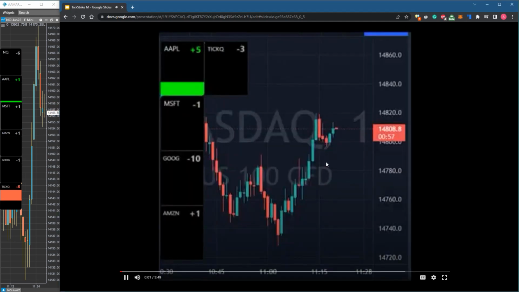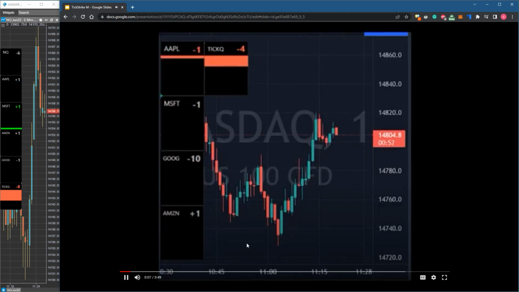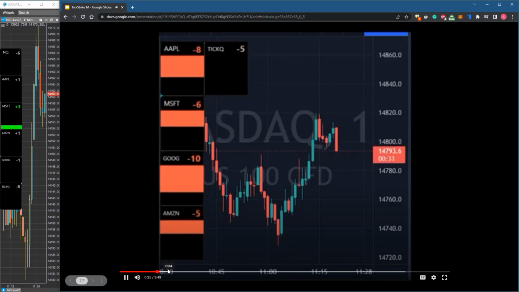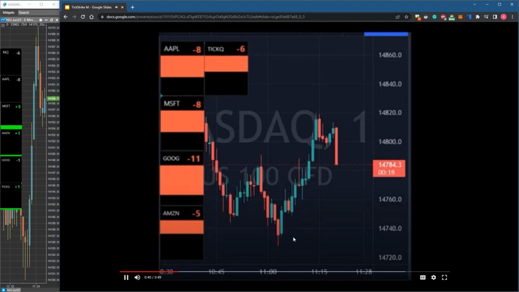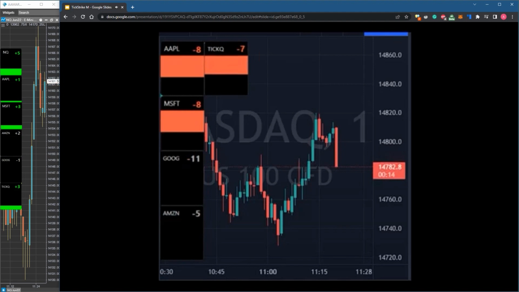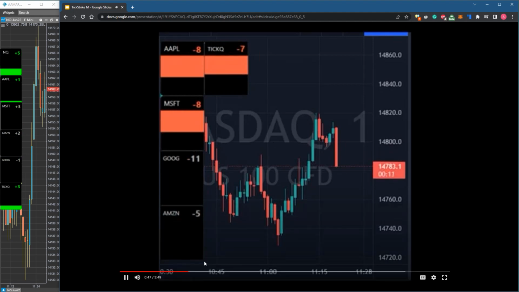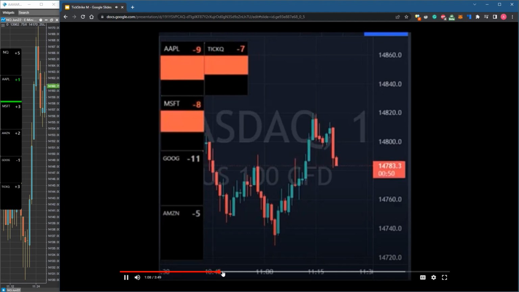I'll just share this quick video with you guys. So you can see Apple, Microsoft, Google aligning, and there is strength developing in this down move. You notice that there was a notable push when the tick Q turned red, which is quite interesting, because that's when you get real momentum behind some of this stuff, when the tick Q is involved.